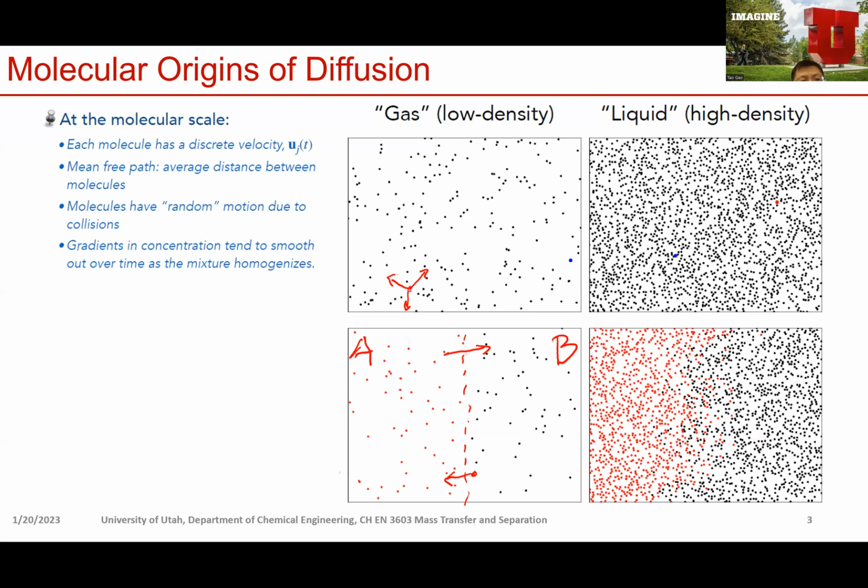So which means we have created a gradient in concentration at the moment we take out this wall. But as time goes by, this random walk of molecules will smooth out this concentration and then eventually homogenize this mixture. Okay, and the same thing will happen for a liquid mixture.